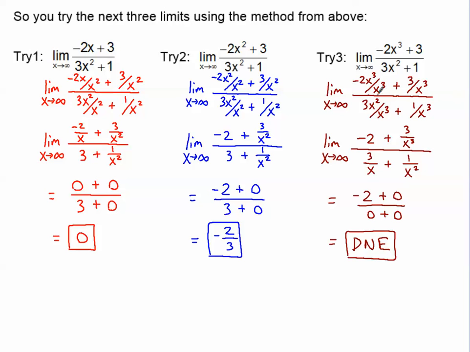In this case, our highest power was x cubed. And when we divided every piece by x cubed and simplified our parts and then took the limits, we had negative 2 plus 0 divided by 0 plus 0. But you can never divide by 0. Negative 2 divided by 0 is an undefined value. This limit did not exist.